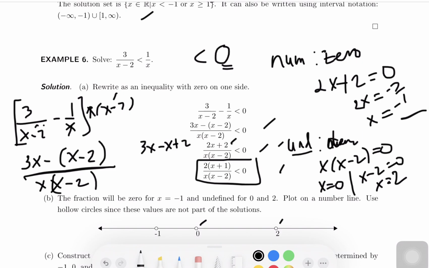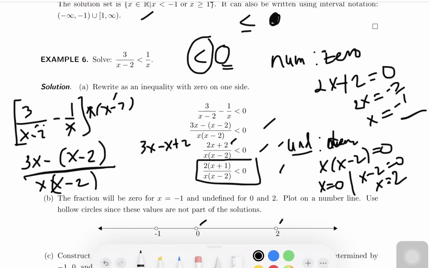Then the numerator, why is it hollow? It is hollow because our inequality is less than. Okay, less than. It is strict. If it is less than or equal, then it is shaded. But since this is strict, it is hollow.